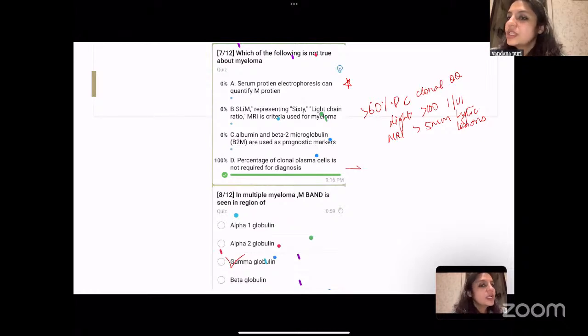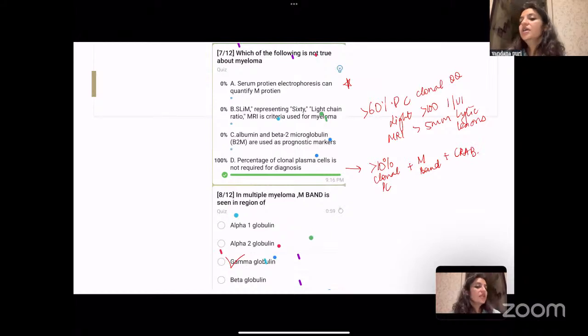If you're looking at the classical myeloma classification, you require more than 10% clonal plasma cells, okay? Plus you need an M band, which has to be quantified. Plus you need CRAB criteria. If all these three are there, then you label it as myeloma. Even if these are not there, then you should see SLiM criteria. That is 60% plasma cells, light chain ratio involved, and more than 5 millimeter lytic lesions. This is very classical for myeloma criteria, which everybody should be super clear about.